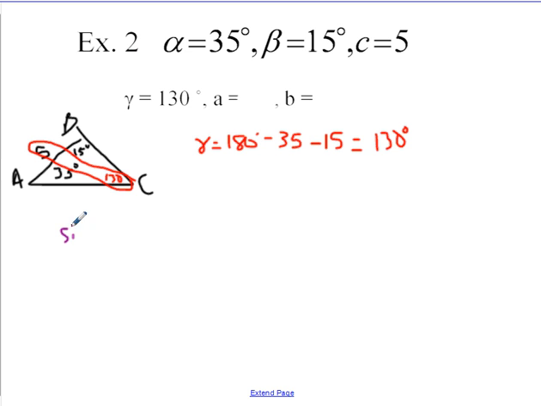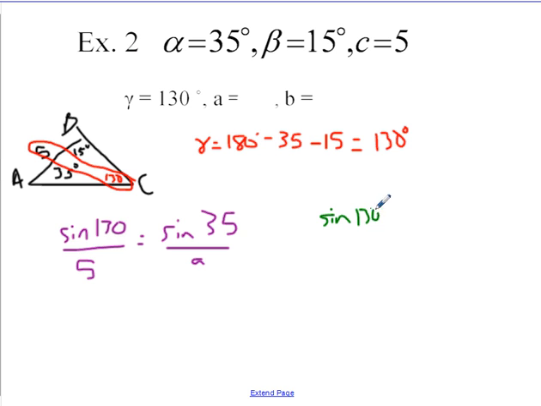So you would start off with the sine of 130 over 5 equals the sine of 35 over side length A. That's one equation. And your other equation would be the sine of 130 over 5 equals the sine of 15. Sorry, sine of 15 over side length B. So pause the video and try working those out. There are your two answers. See if you get those right.